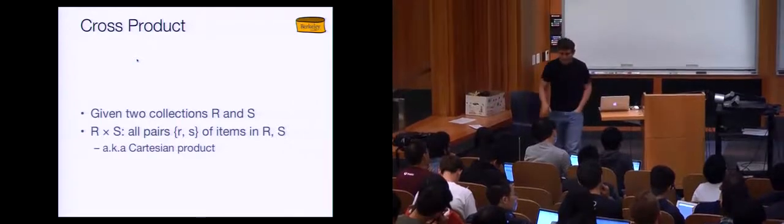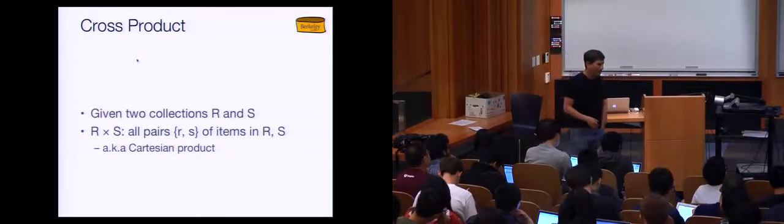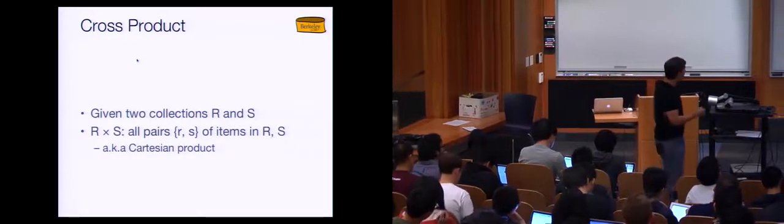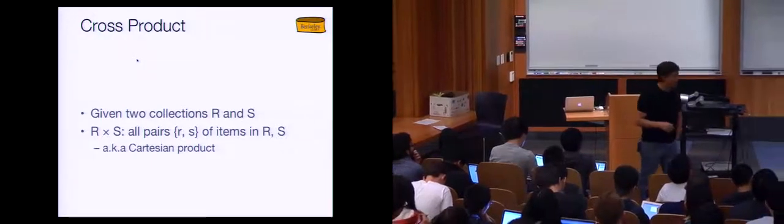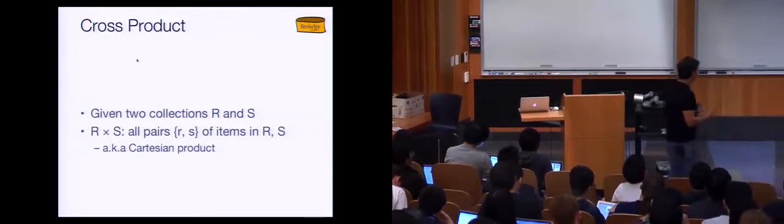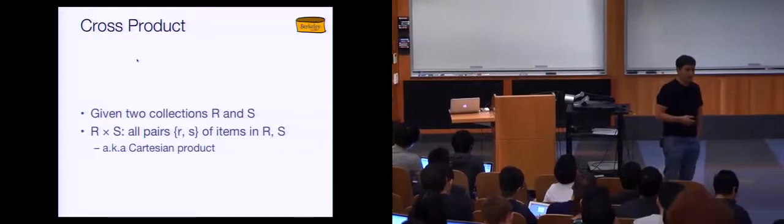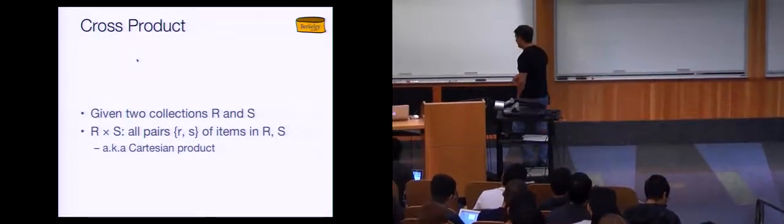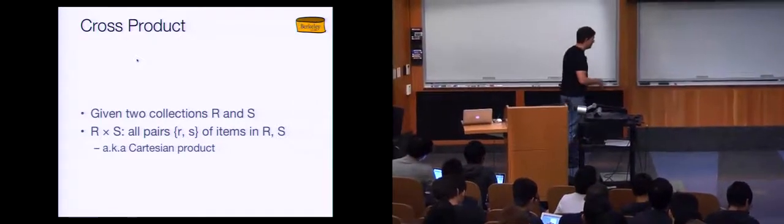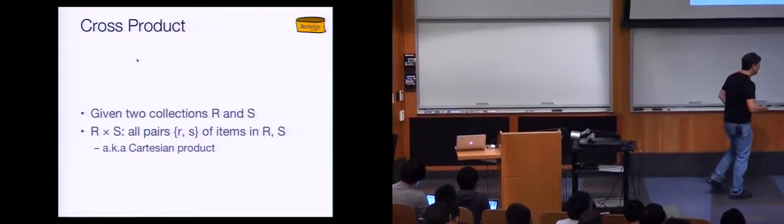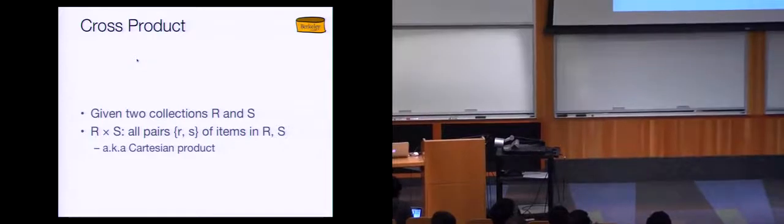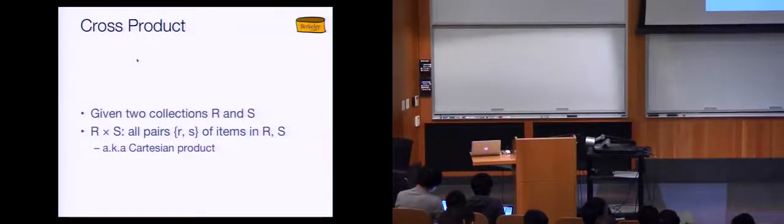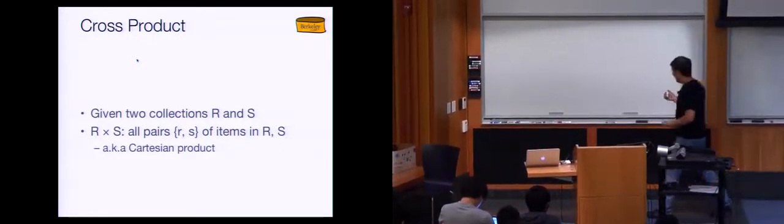Okay, here's the simplest, most exhaustive form of join. It's the Cartesian product or the cross product. I give you two collections, R and S, and I want you to form all pairs (r, s) of items in capital R, S. Right? It's often called the Cartesian product, and it should be easy for you to see why, based on your high school geometry class or something like that.